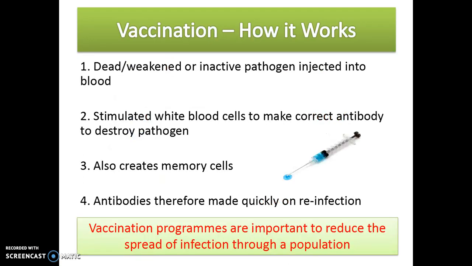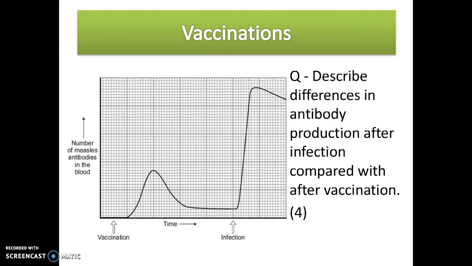So, vaccination. They give you a dead, weakened, or inactive pathogen injected into the blood. This stimulates white blood cells to make the correct antibody to destroy the pathogens. It also creates memory cells, or memory lymphocytes, so antibodies are made quickly on reinfection. Vaccination programs are important to reduce the spread of infections through a population.